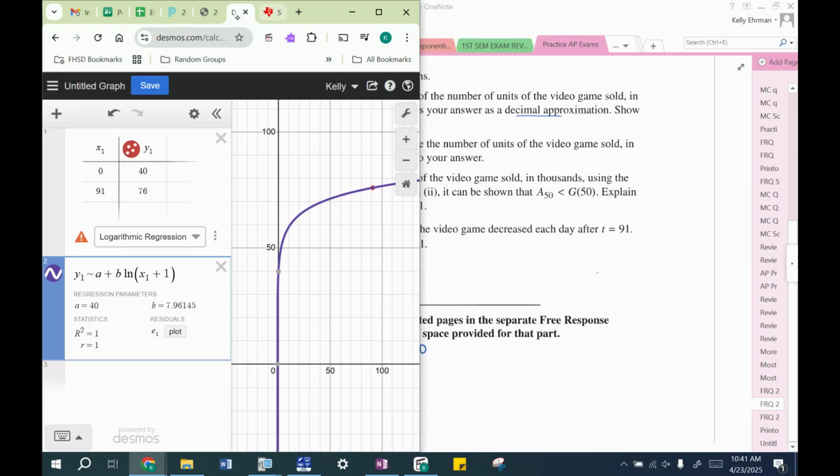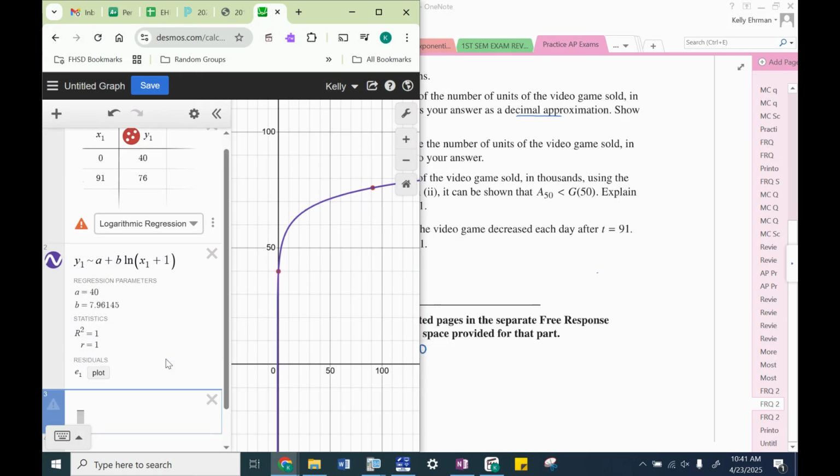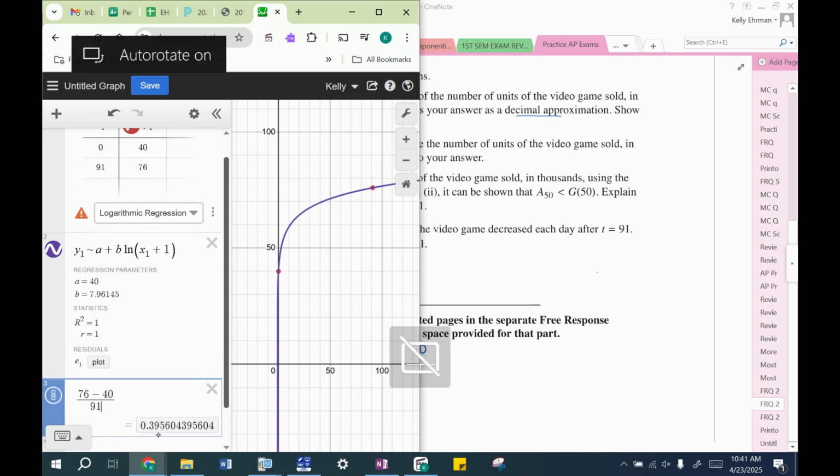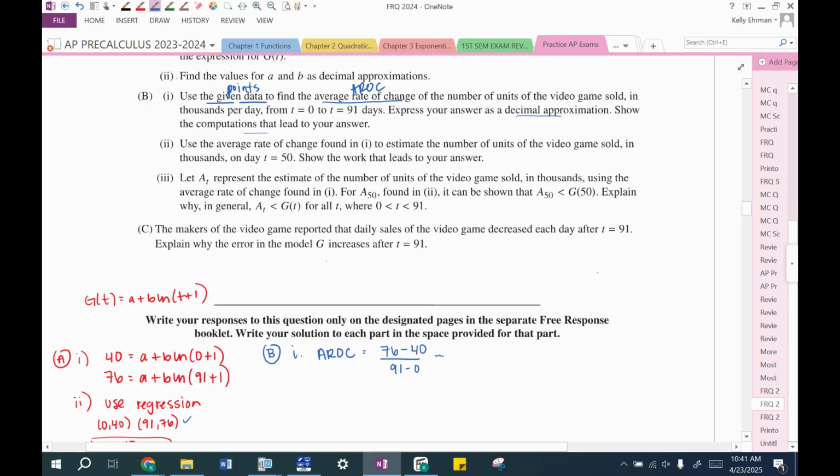So if I can find it, get off of that. All right, so I want to know what that comes out to. So that was 76 minus 40 over 91, divided. You can round this to 3 places for your answer because it wants the decimal approximation, but remember not to round it when you're computing things with it. So it's 0.396 approximately. And the label on that, you don't have to label it for the points, but the label is, what did it say, in thousands per day, or 1,000 units per day, but I'm just going to leave it like this.